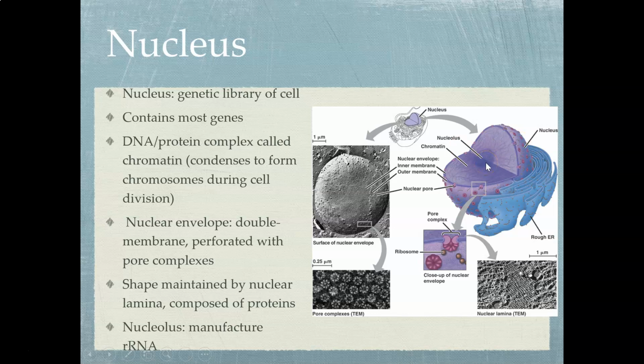Also in the center here sits your nucleolus, right? And this is where we manufacture our ribosomal RNA. And so that's where we're going to build components of your ribosome structure that will then exit your nucleus and get put together out in your cytoplasm to actually make those ribosomes so that we have those protein factories.